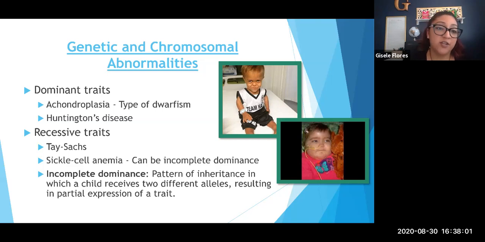Another example of a recessive trait is sickle cell anemia. And sickle cell anemia can be a product of incomplete dominance as well, which means that the child has both recessive traits, but one of the alleles might not have all the information that it needs. So that's what it means by incomplete. Children with incomplete dominance differ in severity, so they might not have it as severe, they might not present physically with the condition. It's going to be a different type of presentation when the transmission is incomplete.